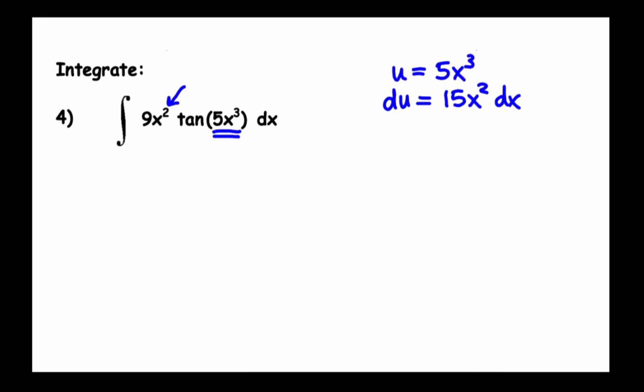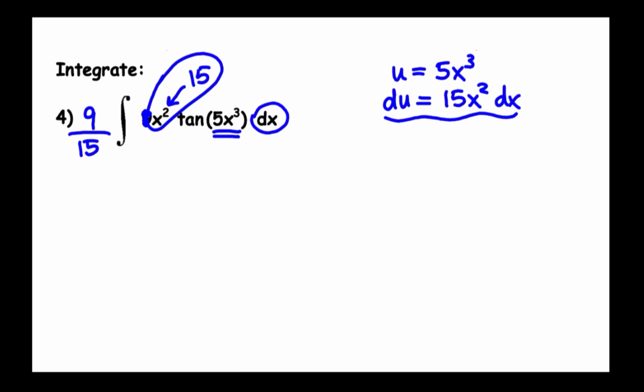Okay, I'm going to kick the 9 out. It's no longer here. I'll give myself a times 15. I'll divide by 15 to make up for it. And the 15x squared dx becomes a du. This part of the problem becomes tangent of u.